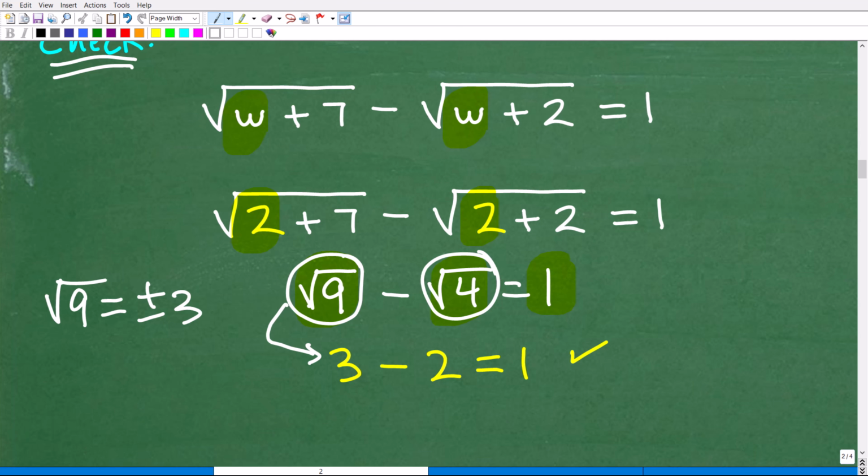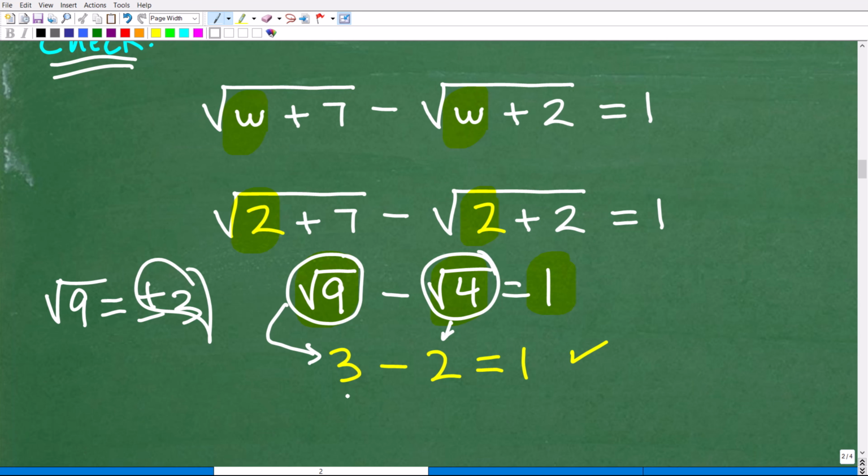You always want to use the principal square root. When you're checking for an extraneous solution, use the principal square root, i.e. only the positive version. Only the positive version. That's what we need to do when we're taking the square root of a number when we are checking for extraneous solutions. So the square root of 9 will be 3. We won't worry about that negative 3. The square root of 4 will be 2.